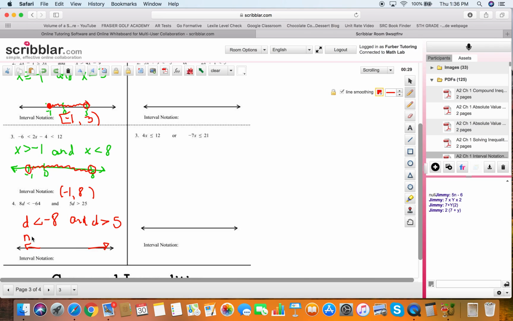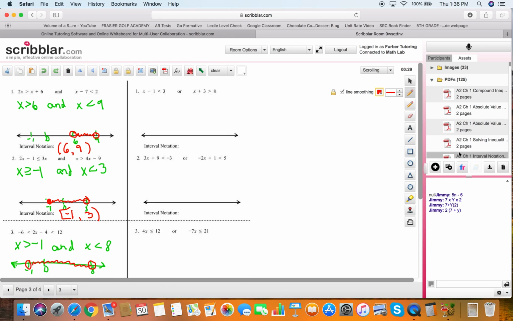So we wrote that there was no solution, and the reason we said that is because we wanted the solutions that make both of them true. That's what the and means. So we're not going to be able to do the interval notation for this, okay? So we're just going to say no solution. We can't write the interval notation if there's no solution, okay?